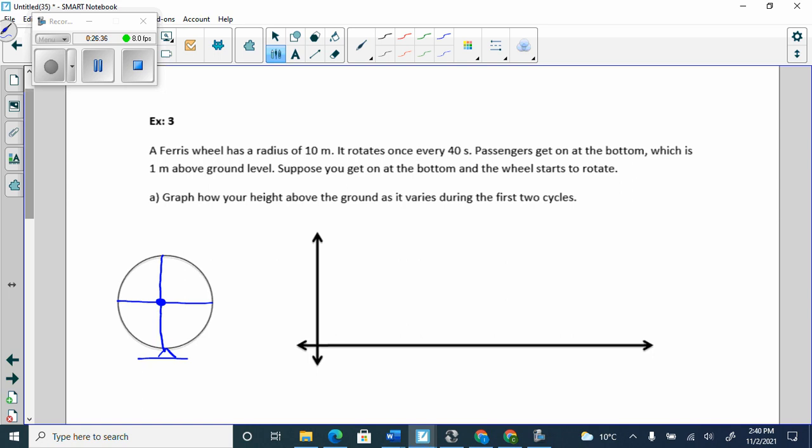Okay. A Ferris wheel has a radius of 10. What did we say the radius was the same as? Amplitude. So we know right off the beginning of this, we have an amplitude equal to 10. Then if I want to draw it, this is going to be 10 and 10. I don't care about the horizontal ones, so don't worry about those radius. 10 and 10. Okay? It rotates every 40 seconds. So one rotation every 40 seconds, what did I give you? The period.